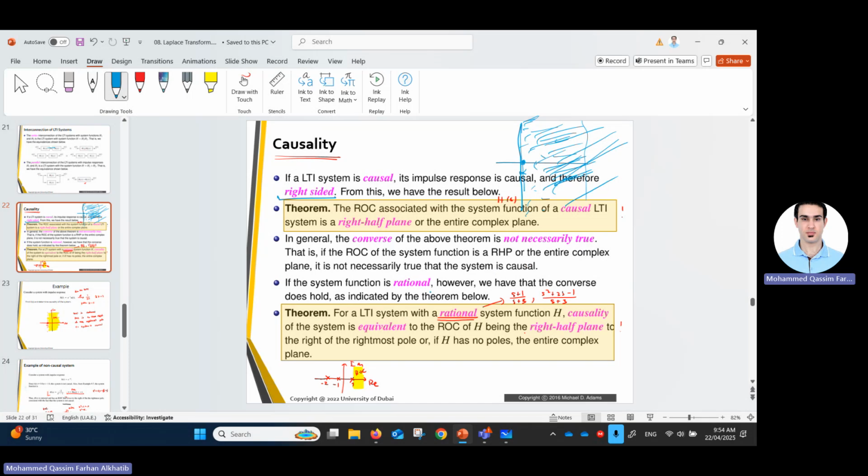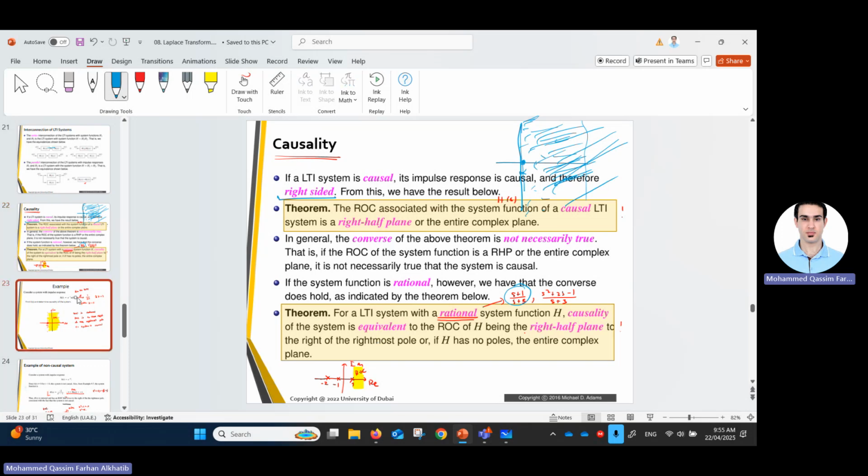Now, for rational systems, the converse does not hold in general, but as indicated by the theorem below, it does hold for rational systems. So this is the theorem here. For an LTI system with a rational system function, something like this, causality of the system is equivalent to the region of convergence of H being a right half plane to the right of the rightmost pole, or if H has no poles, then the entire complex plane.